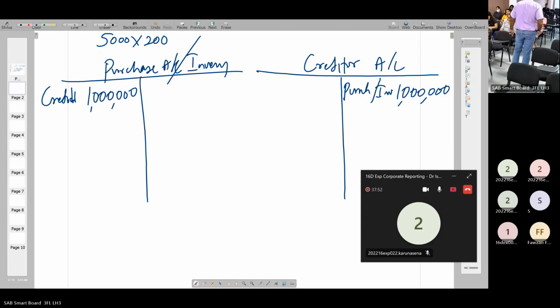Monetary asset or non-monetary asset? Non-monetary. Are creditors a monetary item or a non-monetary item? Monetary item. You know, there is a definition of monetary and non-monetary items. Write down the definition in your summary, monetary and non-monetary.